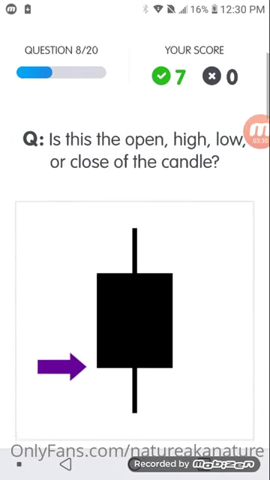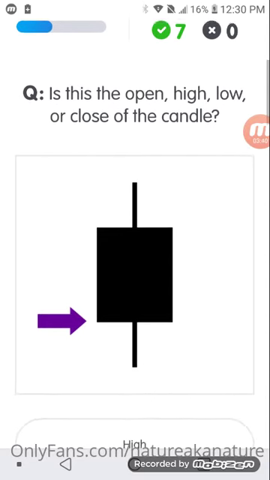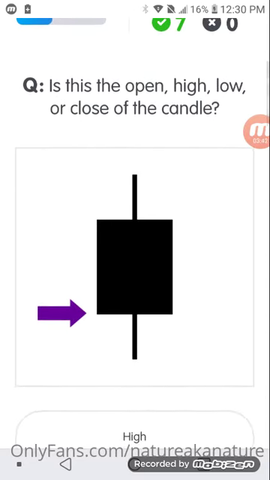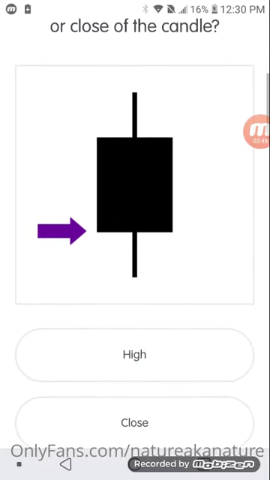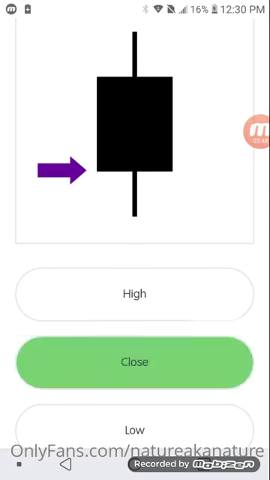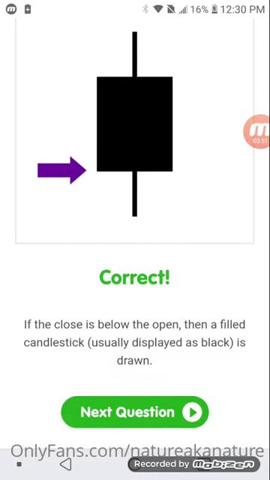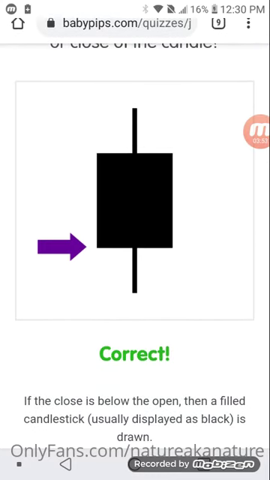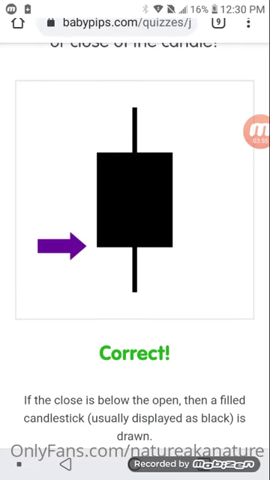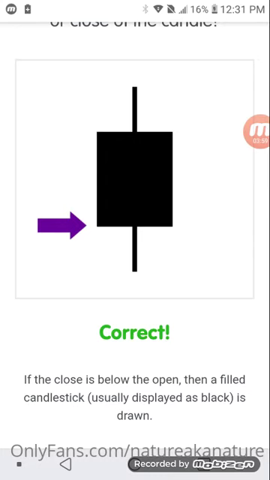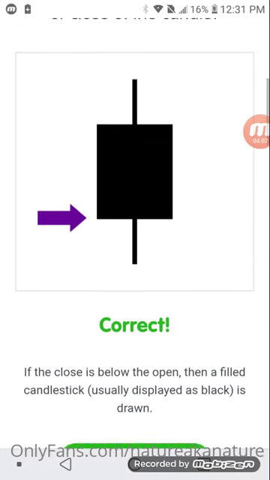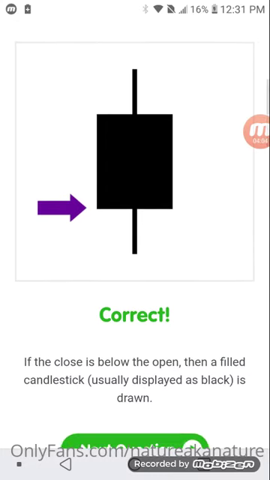What is this? The opening, the high, the low, or the close of the candle? Well, if it's black, it's going to open at the top and close at the bottom. So this is at the bottom, so this is the close. If the close is below the opening of the black candle at the top, then it's a filled candlestick, usually displayed as black. This is the close of a black candlestick.